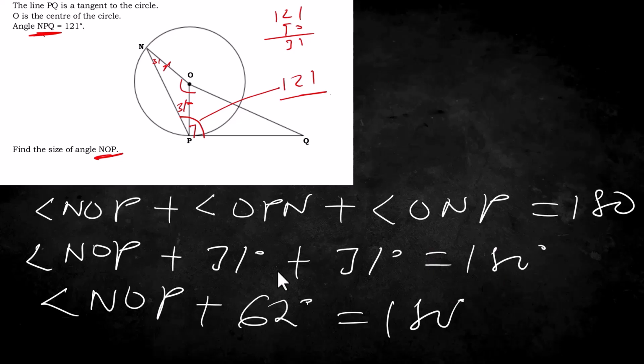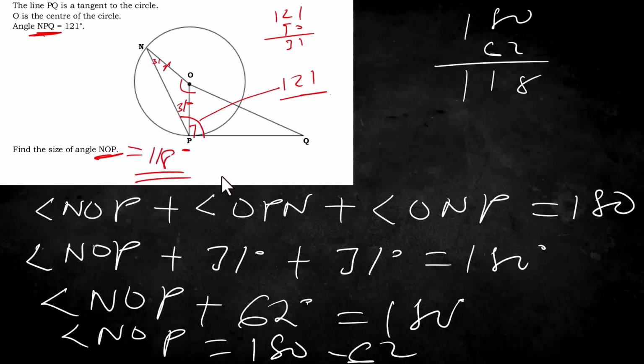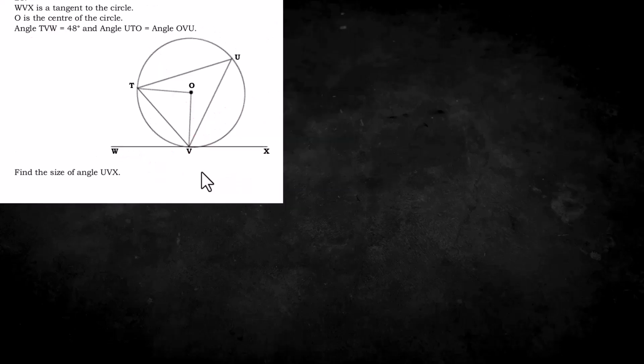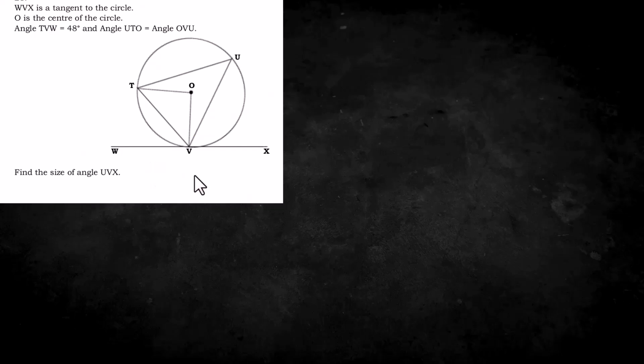Okay, so angle NOP is 180 minus 62. So 180 minus 62 would be 118. So we have 118. So this side is 118 degrees. Okay. Now you can pause the video and give this one a try.